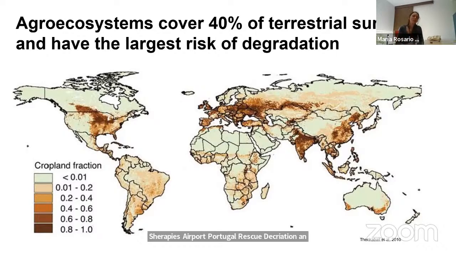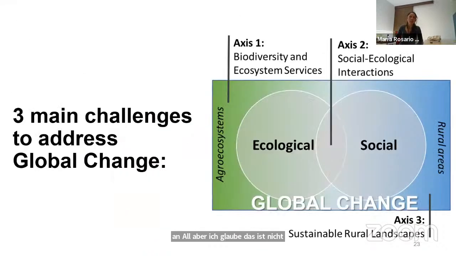In relation to this type of ecosystem, where land management is of utmost importance, there are some management practices that can balance the use and allow for a more sustainable use, while other practices would not. Therefore, in this context, I ask myself three main questions. I try to address three main challenges in relation to global change, always bringing the ecological and the social aspects together.